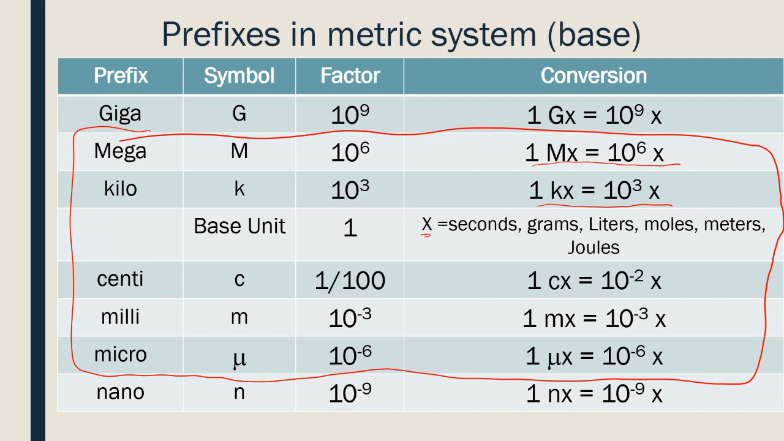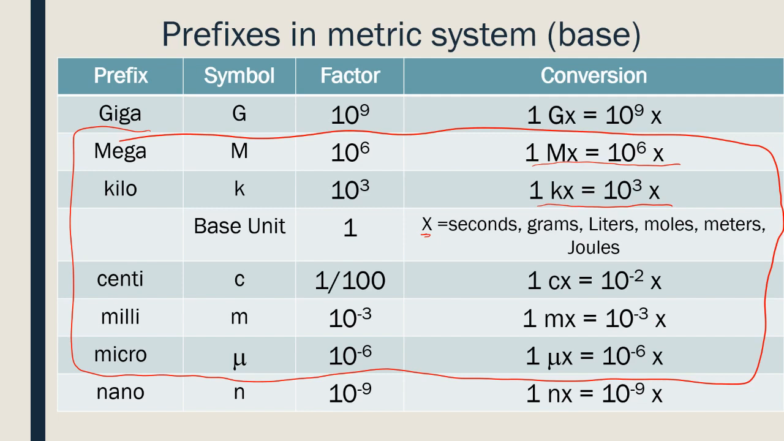And then the smaller things, centi, milli, micro, right? So centi is 1/100th of whatever you're talking about. So 1 centigram is 1/100th of a gram. 1 centiliter is 1/100th of a liter. Milli is 1/1,000th. So 1/1,000th of a gram is a milligram.